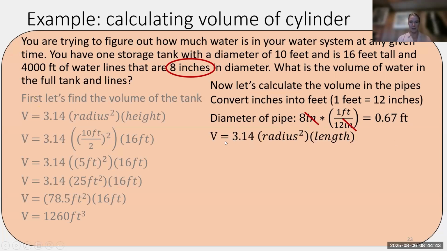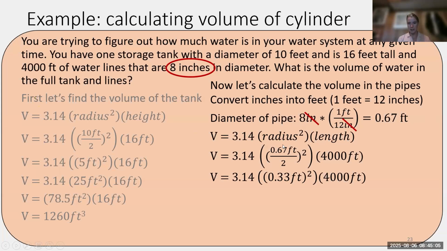Okay. So then we can use this in our volume calculation. So 3.14 times the radius, which is half the diameter. So we just found that diameter of the pipe, right? It's 0.67 feet. So in order to find the radius, we'll need to divide that by 2. First things first, we'll do that inside the parentheses, and that gives us 0.67 over 2 is 0.33. Then we'll do what's also inside of that wider set of parentheses, and that gives us 0.11.